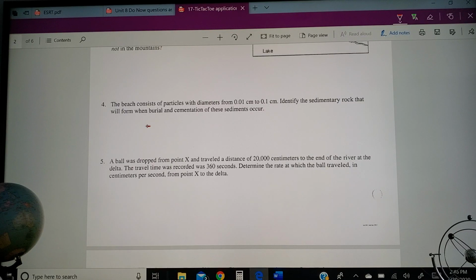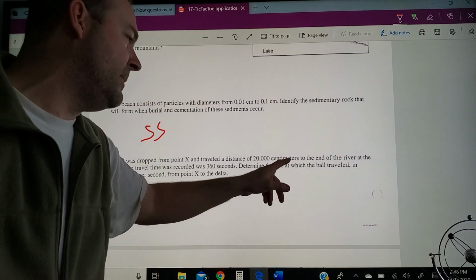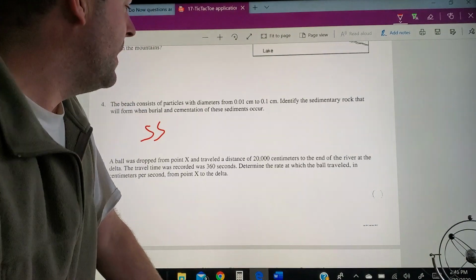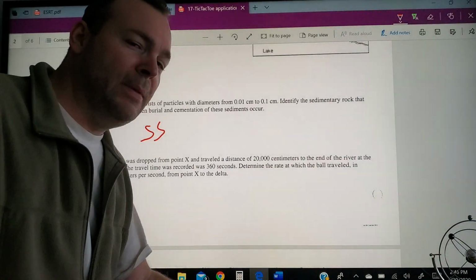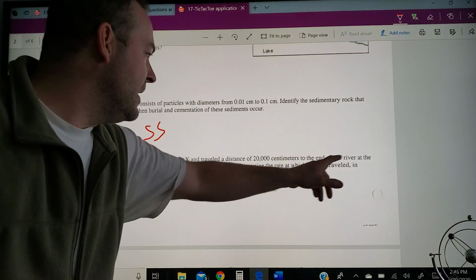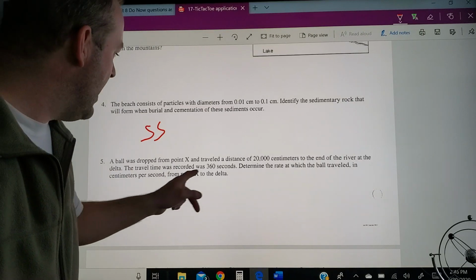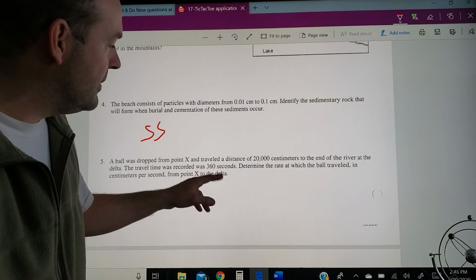And I'll put SS for sandstone there, right? A ball was dropped from point X, traveled a distance of 20,000 centimeters. That's kind of a strange unit to have a number that big. They should have converted to meters, but whatever. To the end of the river at the delta, the travel time was 360 seconds.